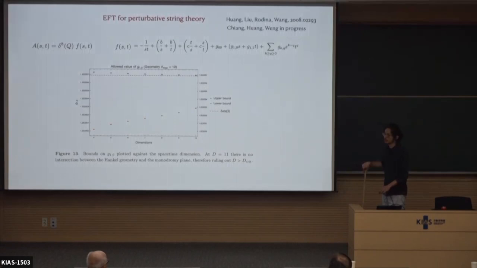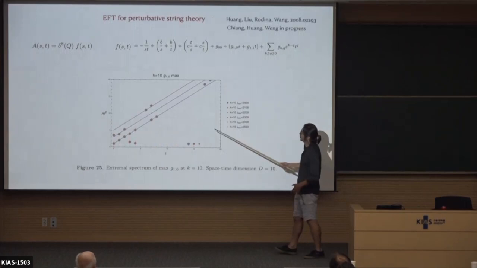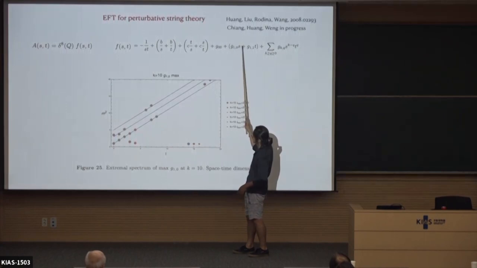And even more, you can actually get the spectrum from these low energy couplings. Since I'm doing semi-definite programming, I can read off the spectrum at a given derivative order. This is just to show what the spectrum looks like when I'm looking at this coupling G10, and I was maximizing and minimizing this coupling.